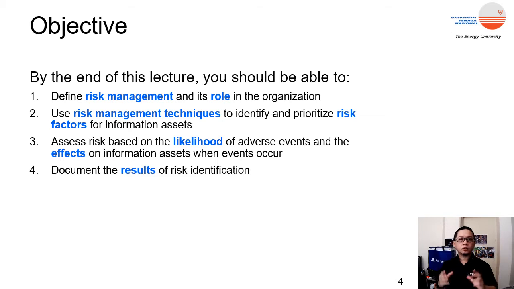Secondly, of course, you can use risk management techniques to properly prioritize which risks you need to focus on first in protecting your information asset. And third, you can assess risk based on the likelihood that it could happen and the effect it has on your organization. And of course, fourth is to properly document the result of the risk identification activities. Okay, so without further ado, let's follow the lecture for today.